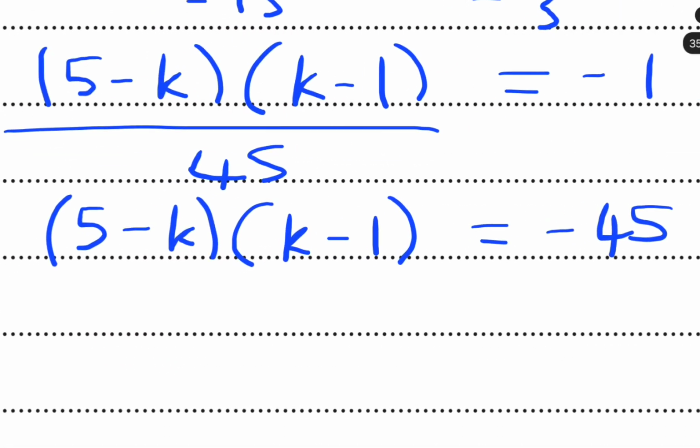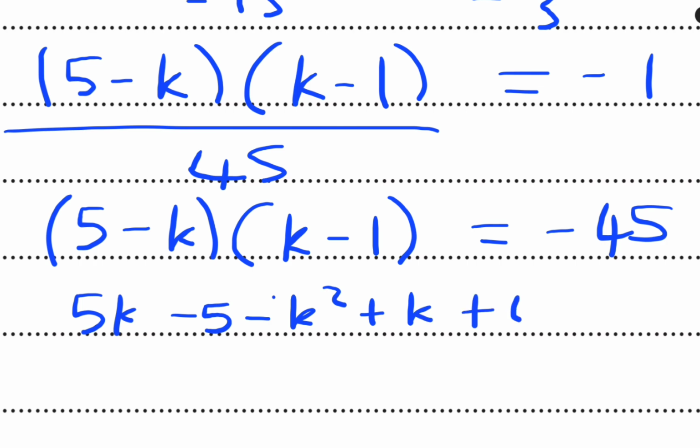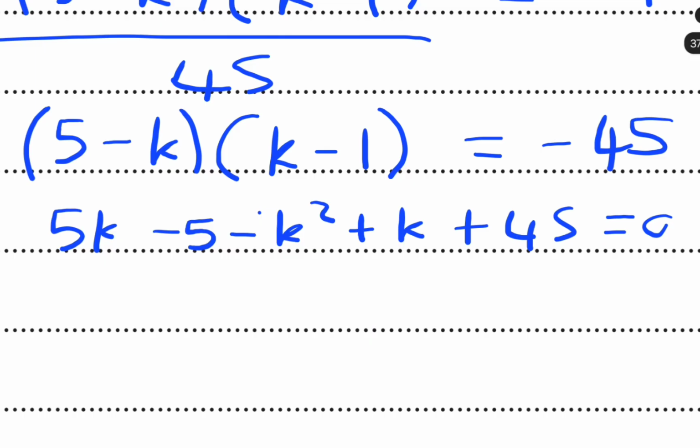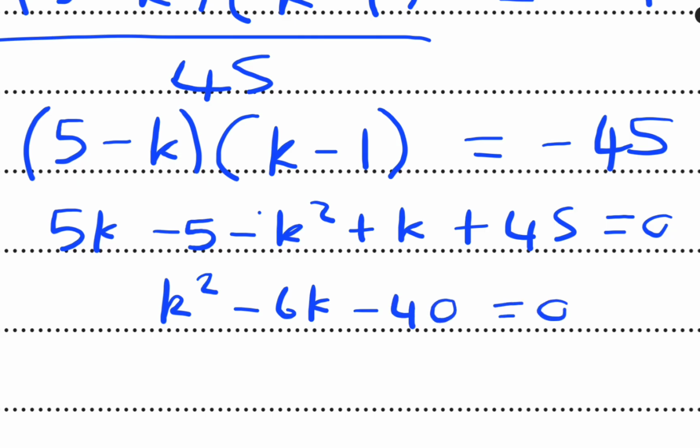So expanding this, we get 5K minus 5 minus K squared plus K plus 45 equals 0. Or we can take everything to the right-hand side to make our K squared positive. So it will be K squared minus 6K minus 40 equals 0.